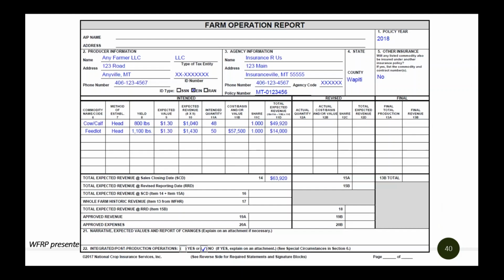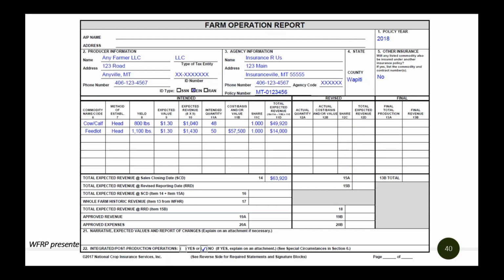So here's what it looks like. We've got our cow-calf operation here, we've got the yield of 800 pounds, $1.30, expected revenue of $1,040 times 48 calves, and we expect revenue of $49,920 when we sell those. The feedlot head, the carryover ones with 1,100 pounds, and it just kind of works through.